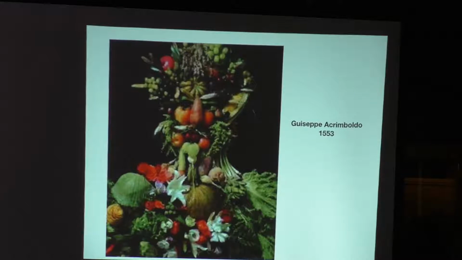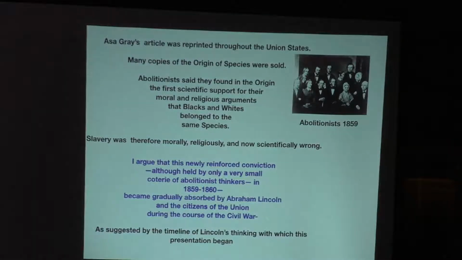Here is the father of this kind of art, Giuseppe Arcimboldo, who 500 years ago was making art like this, where he was making human heads out of vegetables. Just, you know, stuff like that. Okay.